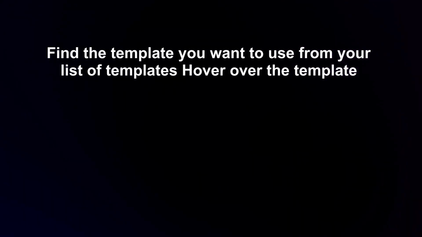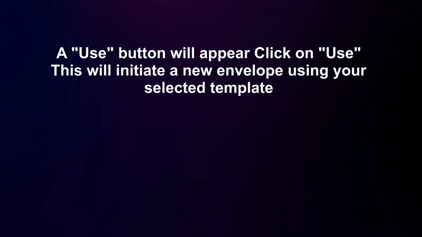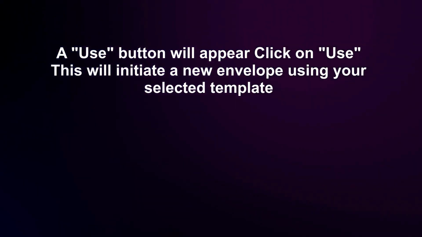Find the template you want to use from your list of templates. Hover over the template. A Use button will appear. Click on Use. This will initiate a new envelope using your selected template.